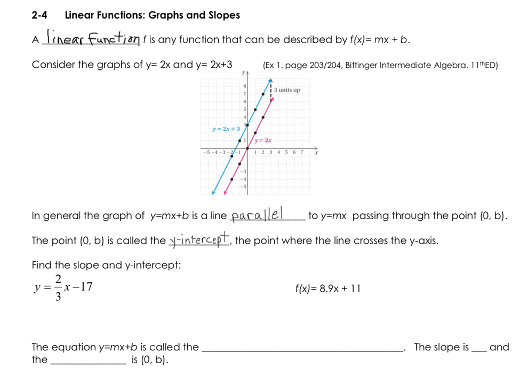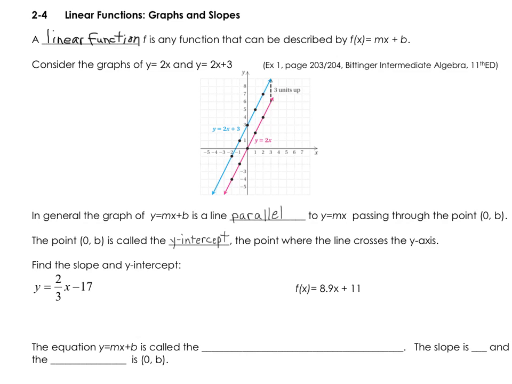Section 2.2, Linear Functions, Graphs, and Slopes. A linear function f is any function that can be described by the equation f of x equals mx plus b. Consider the graphs of 2x and 2x plus 3. Notice that the red graph is y equals 2x and the blue graph is y equals 2x plus 3. So what's the difference between these two graphs?